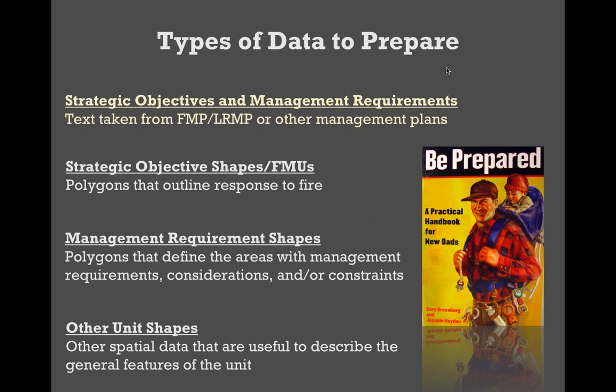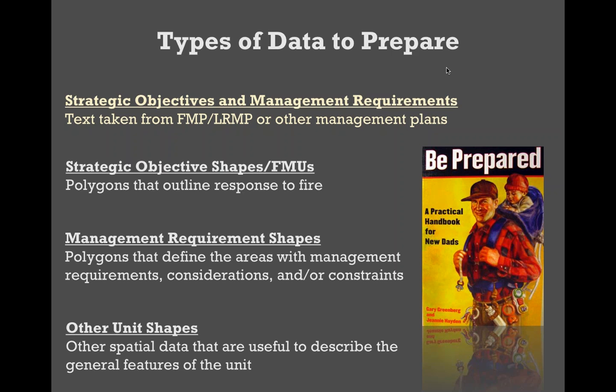So we're going to talk about the types of data that you should be or will be preparing to load into WFDSS. The first one in yellow is text-based data, or tabular data, if you will. These are the strategic objectives and management requirements. These are statements that come directly out of your FMP or your LRMP or other management plans that you might have, depending on agency and geography. These statements are often tied to locations on the ground, but in this type of data we're purely looking for the text, not anything spatial, so no shape files.